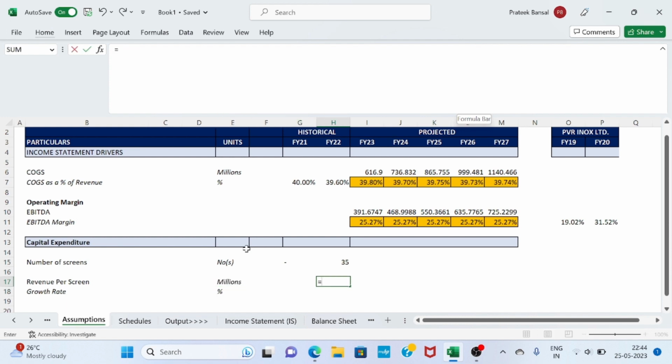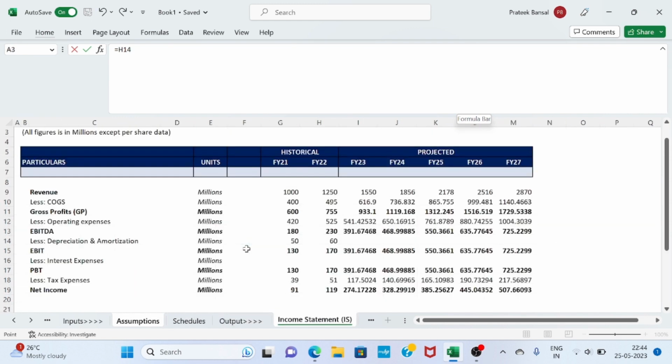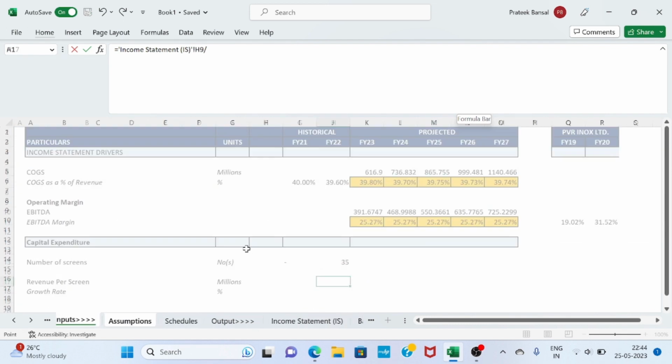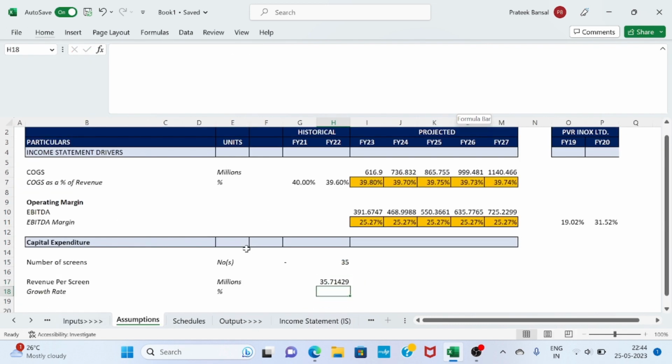Now, how can we calculate revenue per screen? That is our total revenue that we have in the income statement, this one, divided by the number of screens. In this way we can calculate our revenue per screen, but we do not have the number of screens for the future years. So how are we going to calculate that?